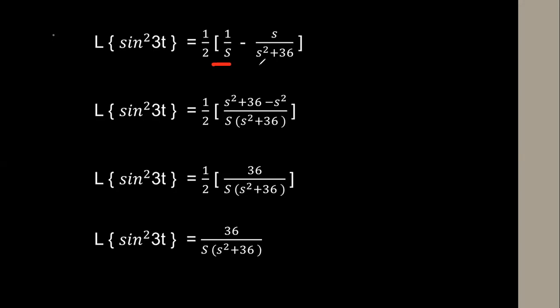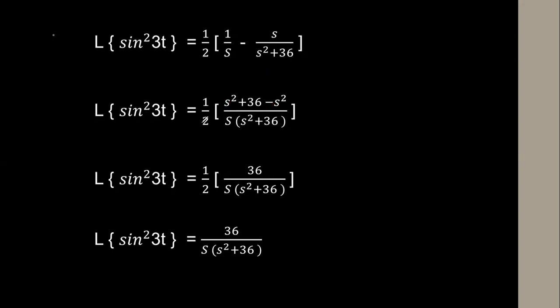And another part is s into s square plus 36. So this s square plus 36 is multiplied to the numerator of the first term, and this s term is multiplied to the numerator of the second. So s square plus 36 into 1 is s square plus 36, minus s into s is s square. So plus s square and minus s square both will get cancelled. Finally, we get 36, divided by the denominator s into s square plus 36.